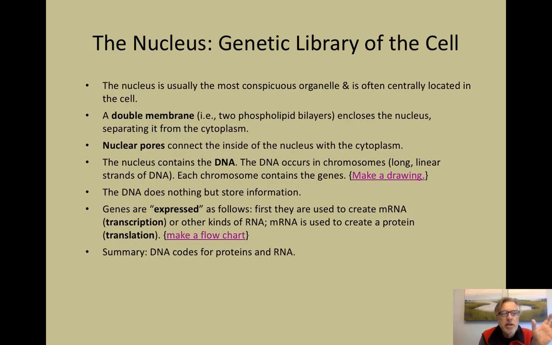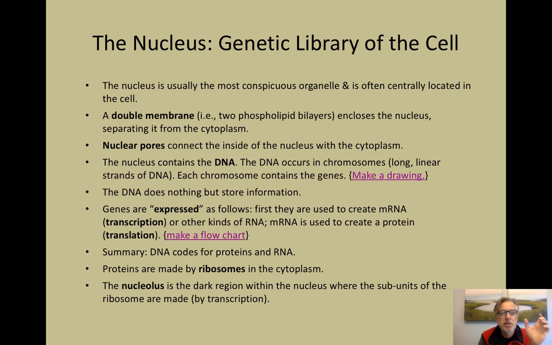So, in summary, DNA codes for proteins and RNA. Proteins are made by ribosomes in the cytoplasm. And there's one other region in the nucleus, and I'm about to show you this, called the nucleolus. It's a darker region within the nucleus, and this is where the components, or what I like to call the subunits of the ribosome, are made. And those components, which themselves are RNA, are made by transcription also. So the ribosome is made of RNA, and we'll talk about that more in a second.